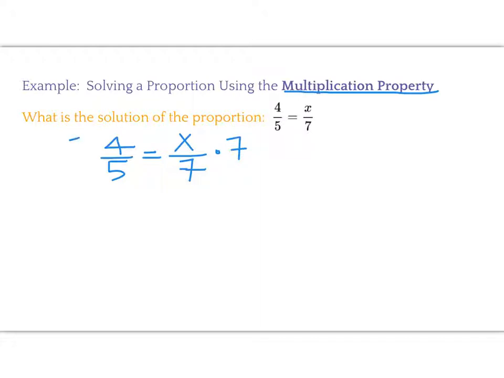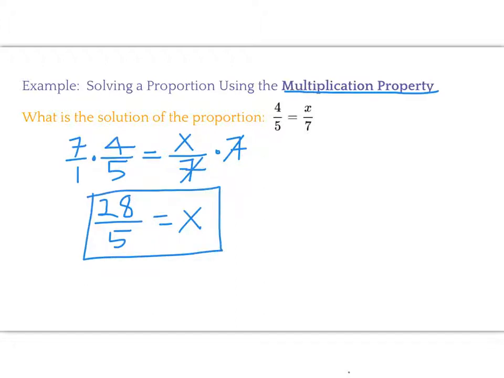Let's write 7 over 1 as another way to write 7. 7 over 7 is 1, so it cancels out. Multiplication of fractions is straight across. 7 times 4 is 28, and 1 times 5 is 5. So x, in fact, equals 28 over 5.